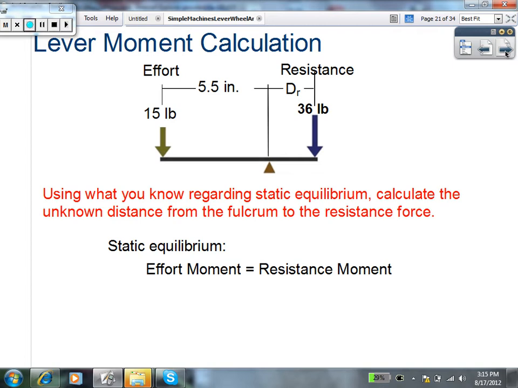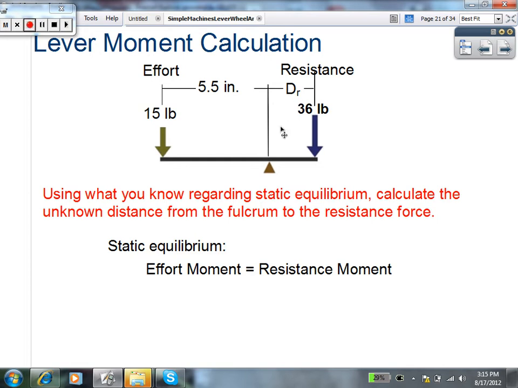So let's look at this example here. Here we have a first-class lever. We have a resistance force of 36 pounds, and we have an effort force of 15 pounds located 5.5 inches away from the fulcrum. So using what we know regarding static equilibrium, let's calculate the unknown distance from the fulcrum to the resistance force, so this dr right here.